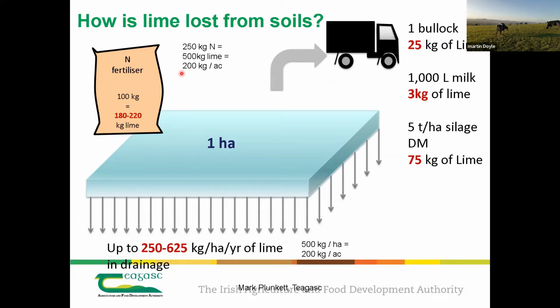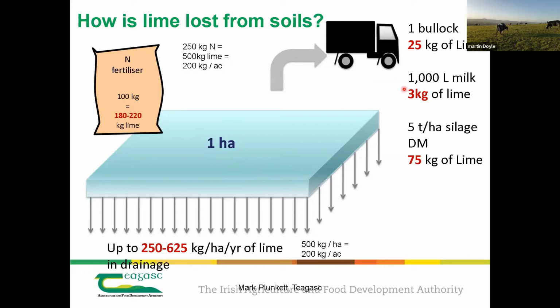Likewise up here, when we put out chemical nitrogen, every 100 kilograms of chemical nitrogen that goes out, we're losing about 200 kilograms of lime. So if an irrigation farmer was allowed to put out 250 kilograms of nitrogen per hectare, again, we're losing 500 kilograms of lime per hectare, which is equivalent to 200 kilograms per acre. So without doing anything, each year we're losing at least 0.4 of a ton of lime.